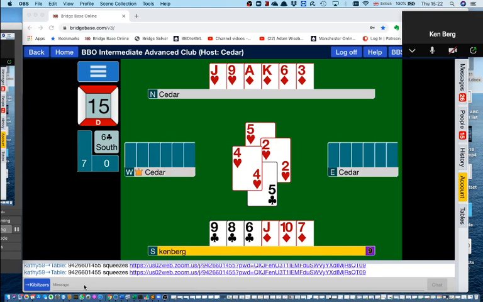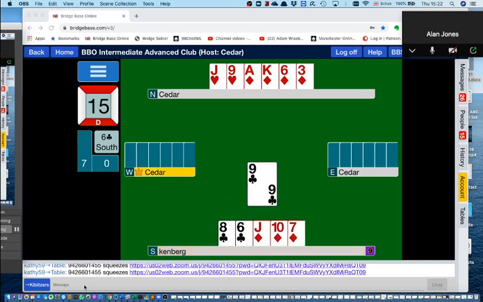Okay, now let me think again. You just followed with a heart there, right? Yeah. So I could lead a small diamond to the ace, ruff a heart, and give up a club. Is that a good idea? I'm not so sure about that, because they might play another heart and kill your threat. That isn't so good. Okay, let's not do that.